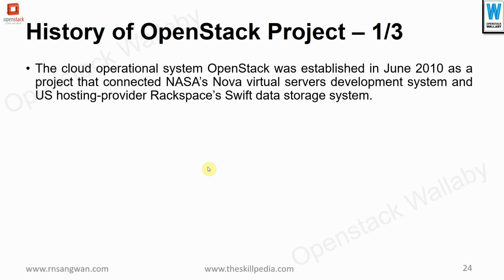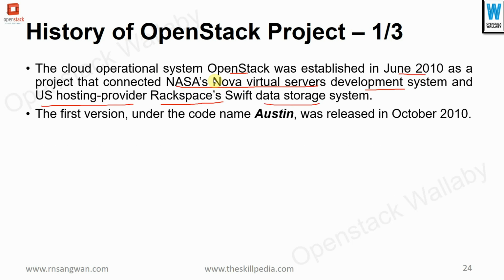History of the OpenStack project. How it all started. That's an interesting story. Take it as a story, not beyond that. The cloud operating system, OpenStack, was established in June 2010 as a project that connected NASA's Nova virtual servers development system and the US hosting provider Rackspace's Swift data storage system. So the credit goes to NASA's virtual servers and Rackspace's Swift data storage system. The first version, under the code name Austin, was released in October 2010.